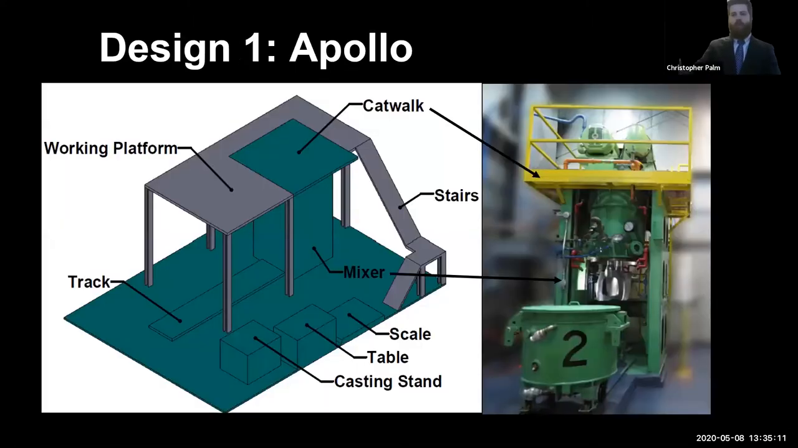So for this project, we came up with three design concepts. This one you see here is design one, Apollo. We designed it so that the platform was level with the catwalk and put the stairs in the back right corner of the facility to optimize the space around the casting stand, table, and scale. This is a high foot traffic area, so we thought putting it back there would give them the most space, both ground level and above. However, our sponsors did not like this design because the platform was, one, too high. They did not want to make excessive alterations to the pre-existing platform, and also the stairs were not easily accessible.